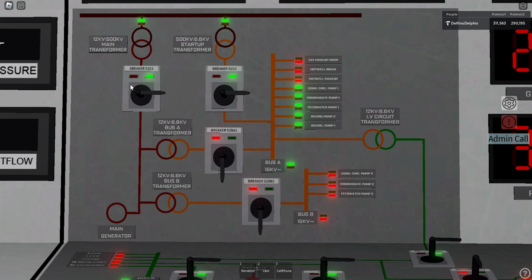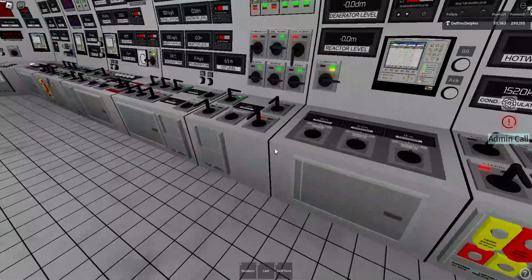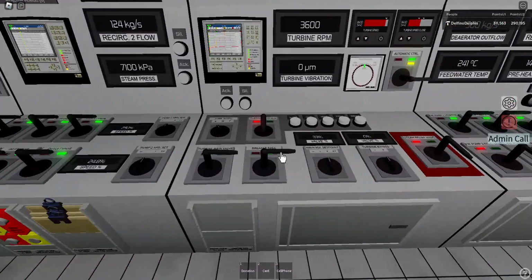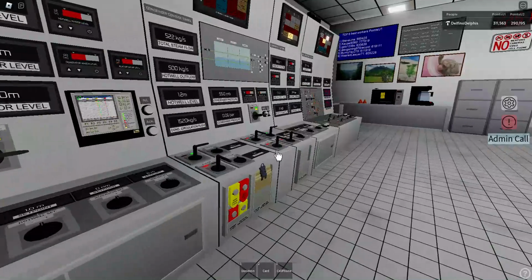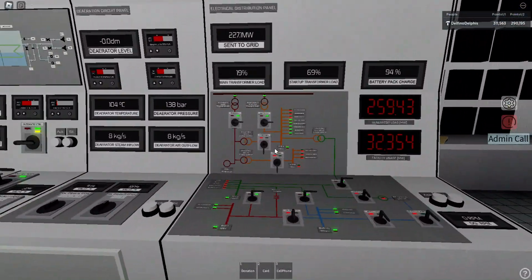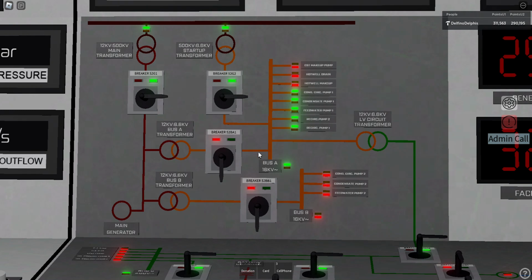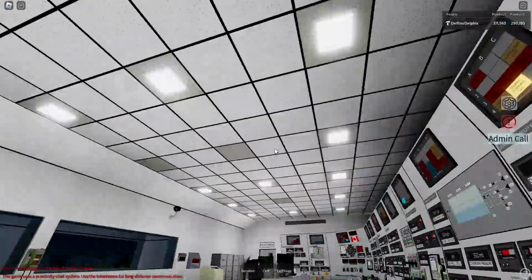This breaker is the synchronized switch. This is exactly the same switch which I used to synchronize the turbine. So now we are synchronized. You can see this is green. We are sending power to the network, but we can also use our own power to power both buses. So let me do it. If I do it, the lights will blink.